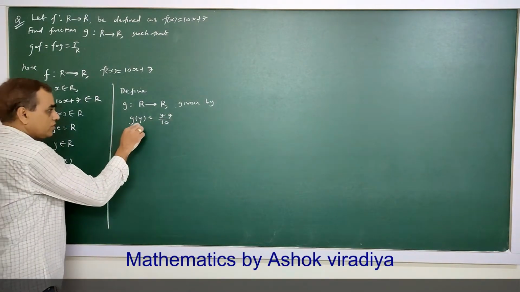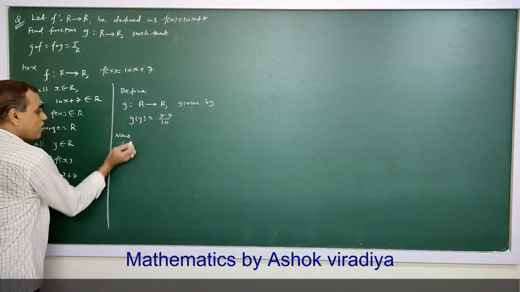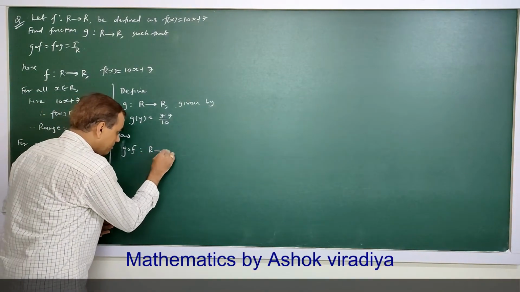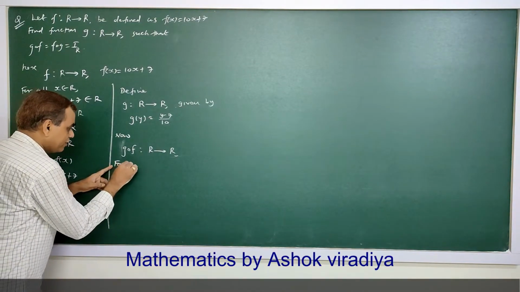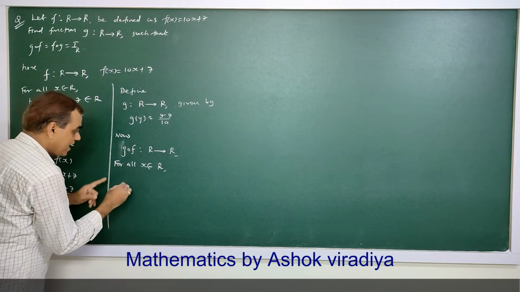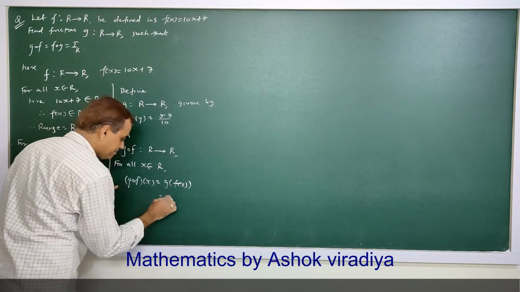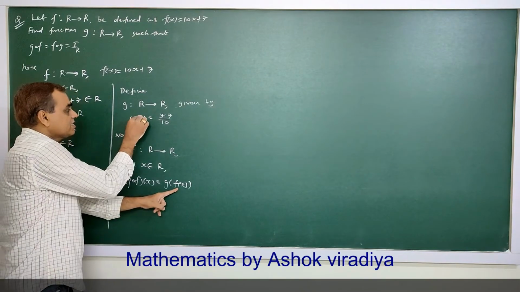Therefore this is a new defined function g. Now for this g we check these conditions. So now g of f. Here g is from R to R, f is also from R to R, so g of f will be also from R to R. For all x belonging to the domain of g of f, g of f of x is equal to g of f x. Now I put here f x, so I should keep here f x.